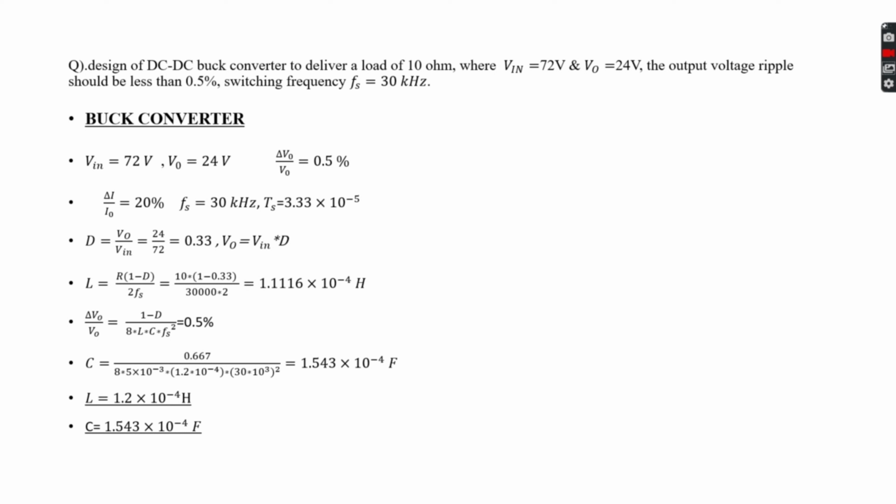Then going to the design of the buck converter. We can design the buck converter based on our requirement. In this case, we have an input voltage of 72 volts. Our requirement is to produce 24 volts. Based on that value, we can design the buck converter. The switching frequency is also shown.